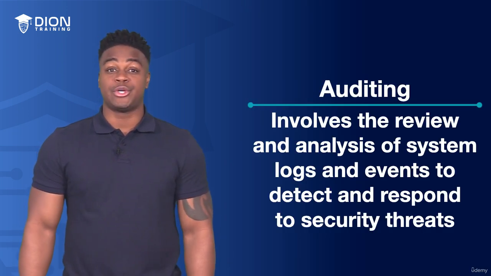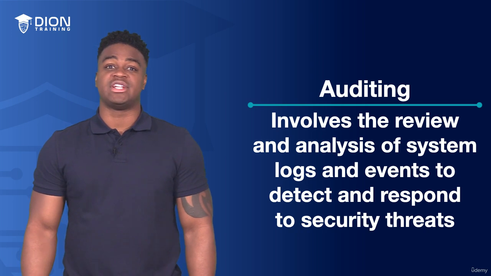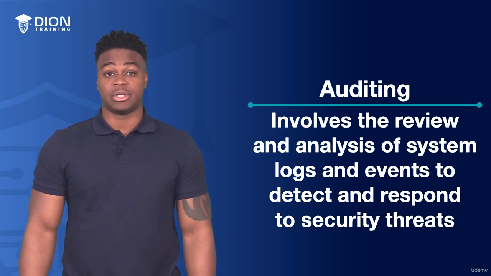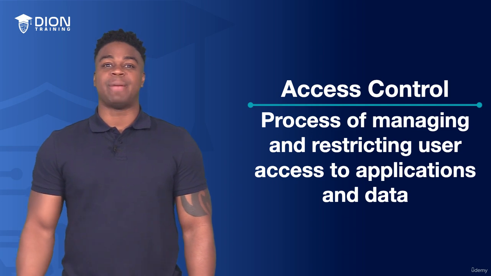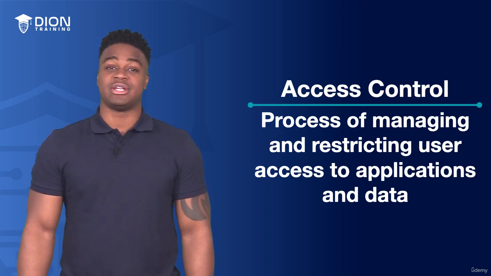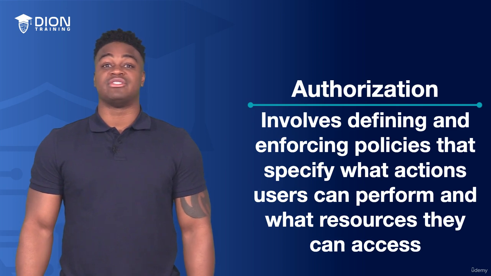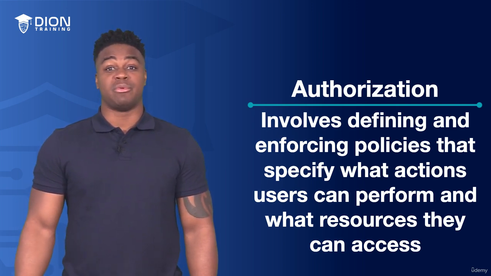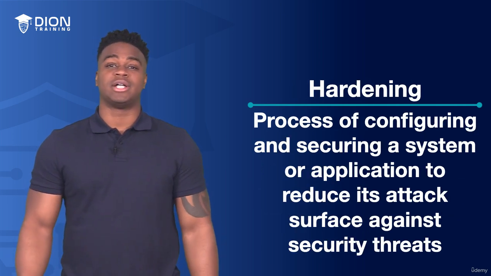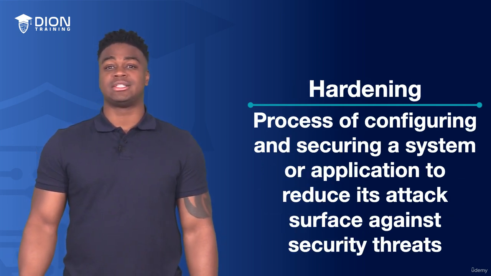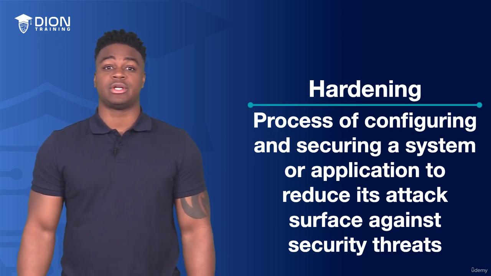Auditing involves the review and analysis of system logs and events to detect and respond to potential security threats. Access control is a process of managing and restricting user access to applications and data, ensuring that only authorized users can access sensitive information. Authorization involves defining and enforcing policies that specify what actions users can perform and what resources they can access. Hardening is a process of configuring and securing a system or application to reduce its attack surface and protect it against potential security threats.